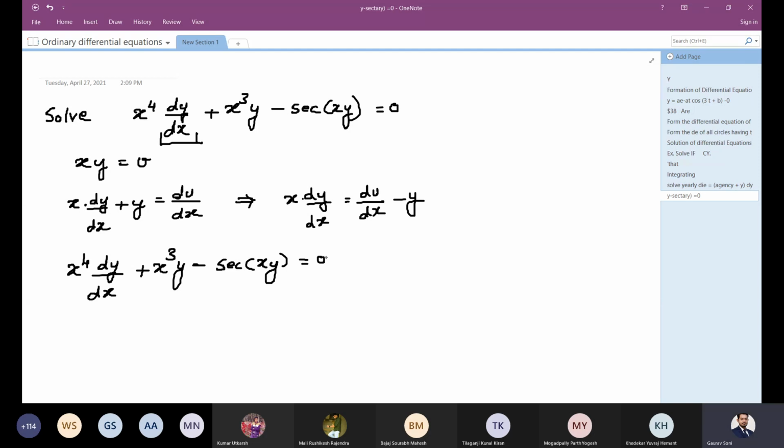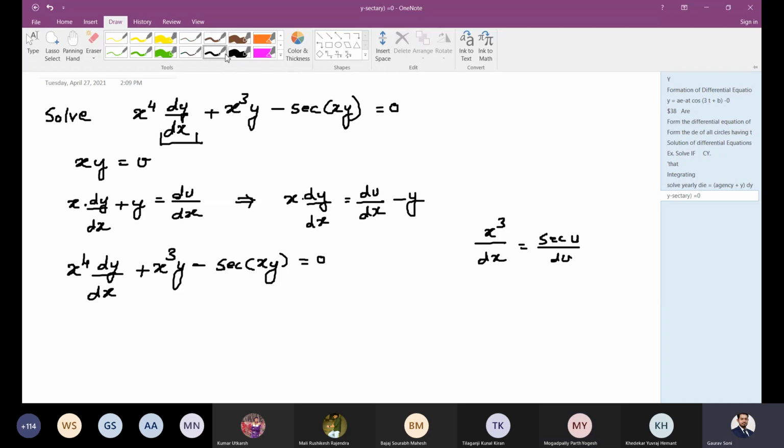Yes, tell me now, has anyone got the variable separable form after the substitution? Yes, sir, observe, x cube dy by dx equals sec u du by dx. Yes, it seems correct.